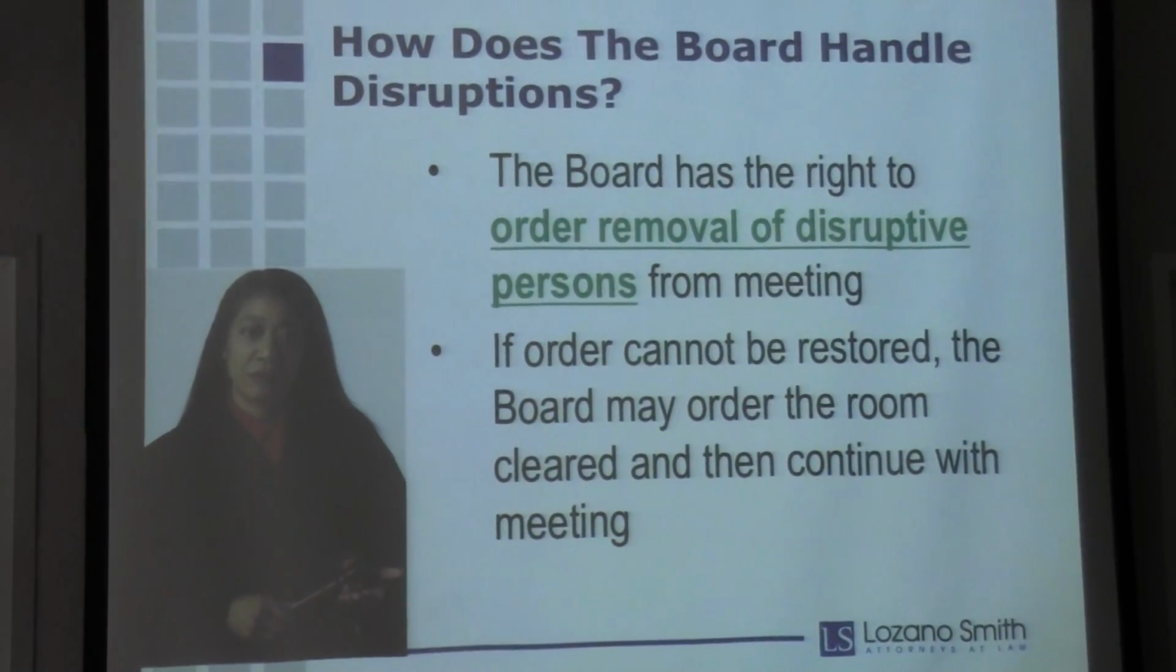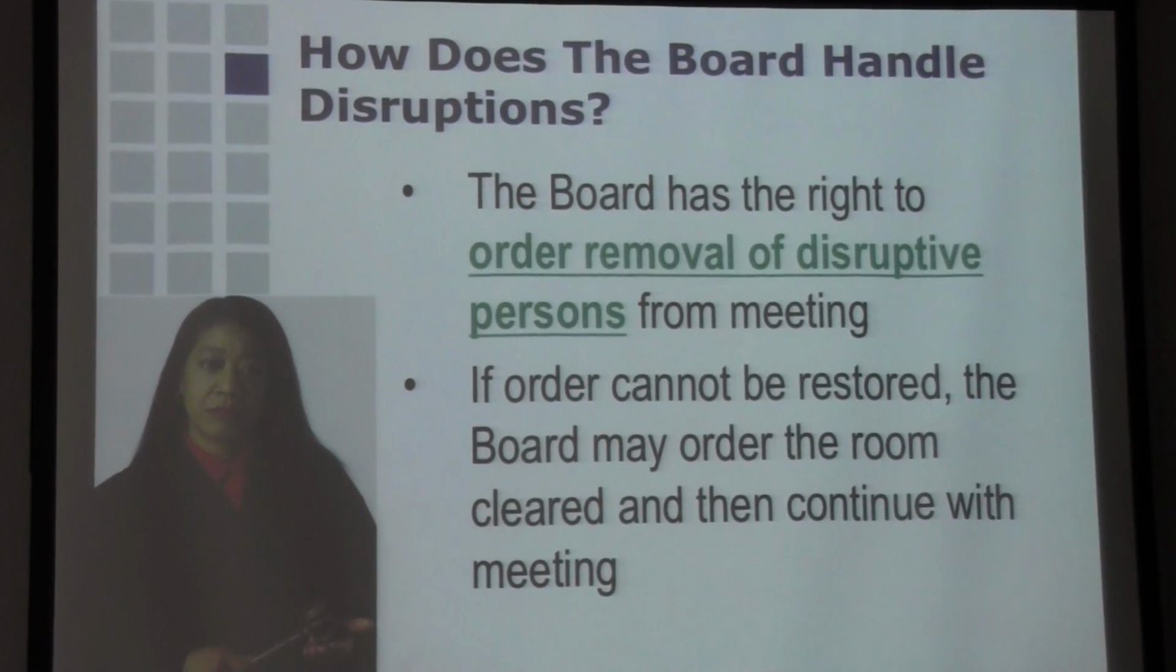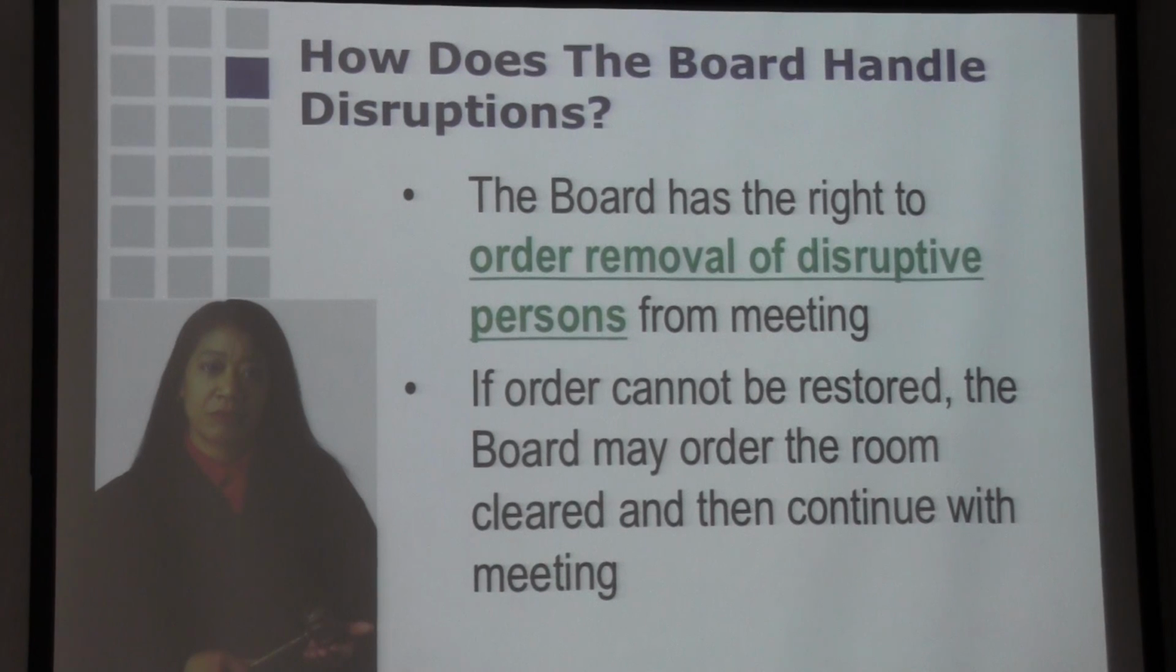Disruptions sometimes come up. Fortunately, they're not that common. The Brown Act specifically allows boards to remove individuals who are disrupting the meeting. There is no set protocol in the Brown Act for how you do that. So that is, again, a matter of local control. If you're removing people and you cannot ultimately restore order to a meeting, you can clear the entire room. That's a fairly extreme step. It is really rare, right? The practice tip, usually calling a 10-minute recess solves your problem.